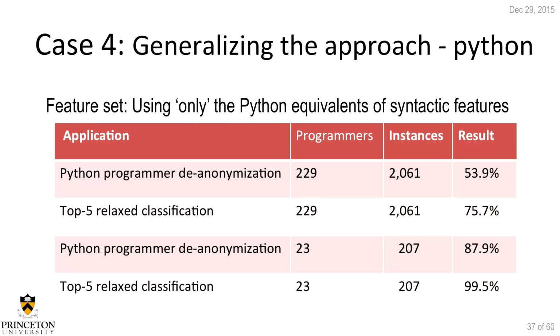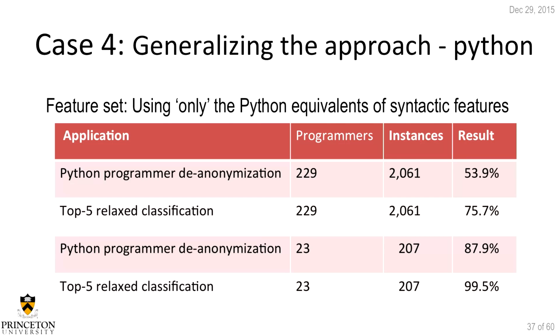And if you do top 5 relaxed classification, which means that you do classification and your classifier would return you probability, saying that, okay, this is the most probable person and this is the second most probable person. And if you look at the first 5 probabilities, if the correct programmer is within that set, then that's considered correct. And in that case, we are able to increase the accuracy to 76%. And if we do this for 23 programmers, we get 88% accuracy. And with top 5 relaxed classification, we get close to 100% accuracy.